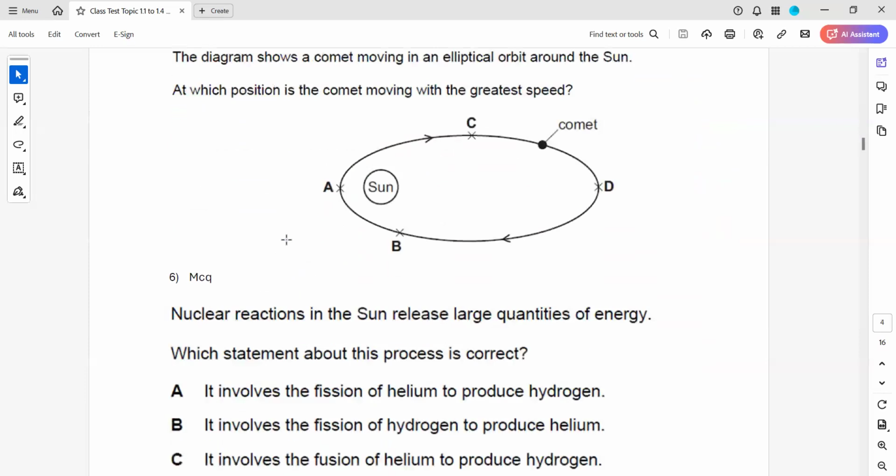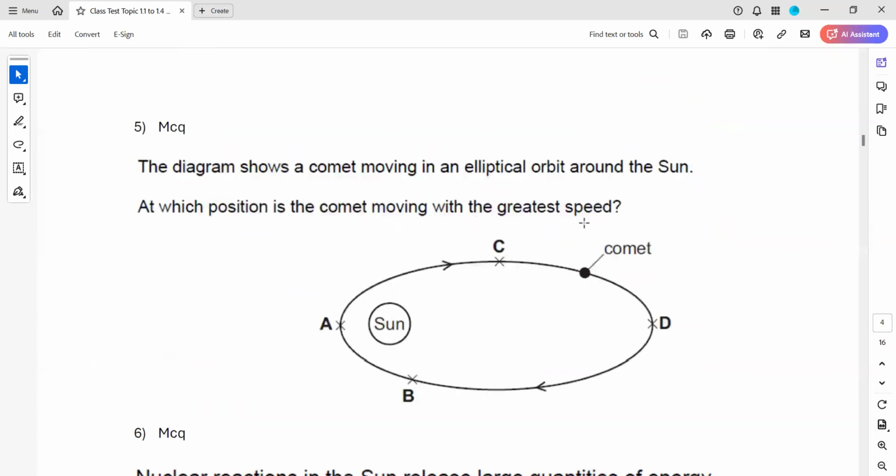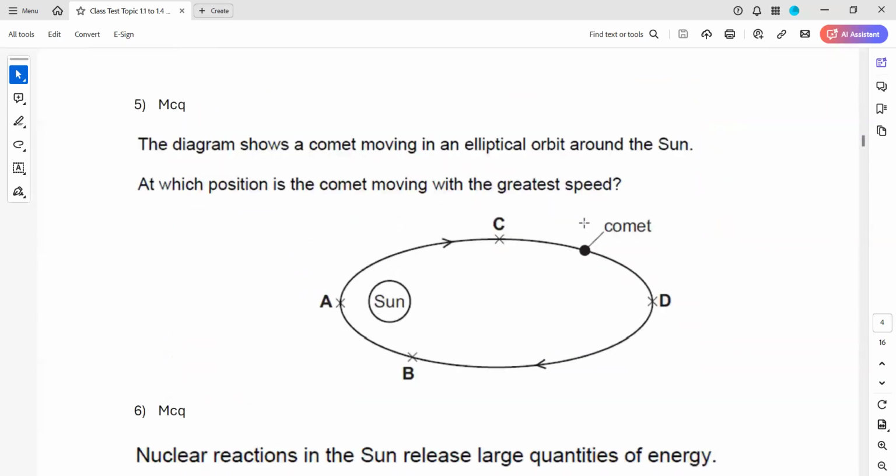Then we have a discussion related to space physics. The diagram shows a comet moving in an elliptical orbit around the Sun. At which position is the speed greatest? It should be close to the Sun, because when it is closer to the Sun it will have the least gravitational potential energy, and the kinetic energy will be maximum. Highest kinetic energy means it will move faster. So at position A, the comet will move faster compared to any other position.